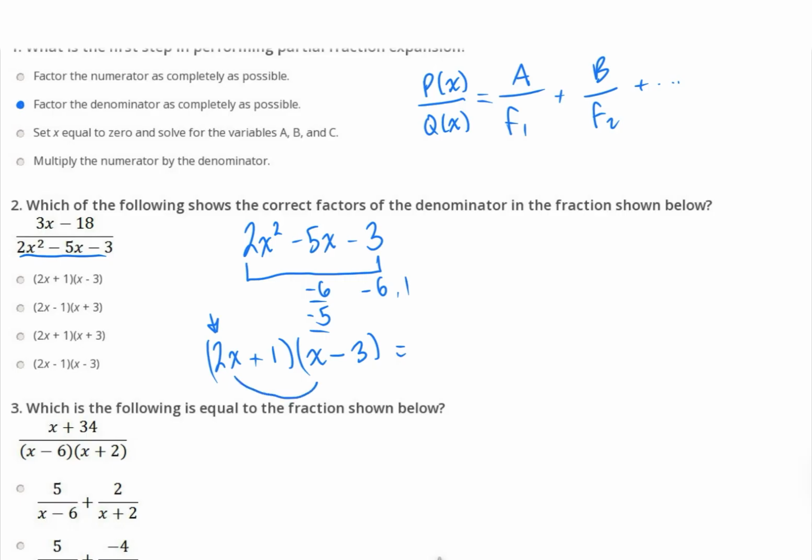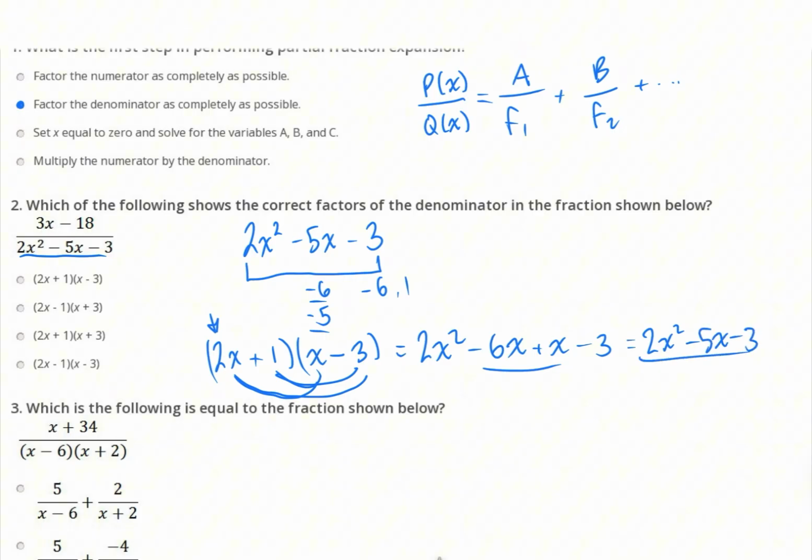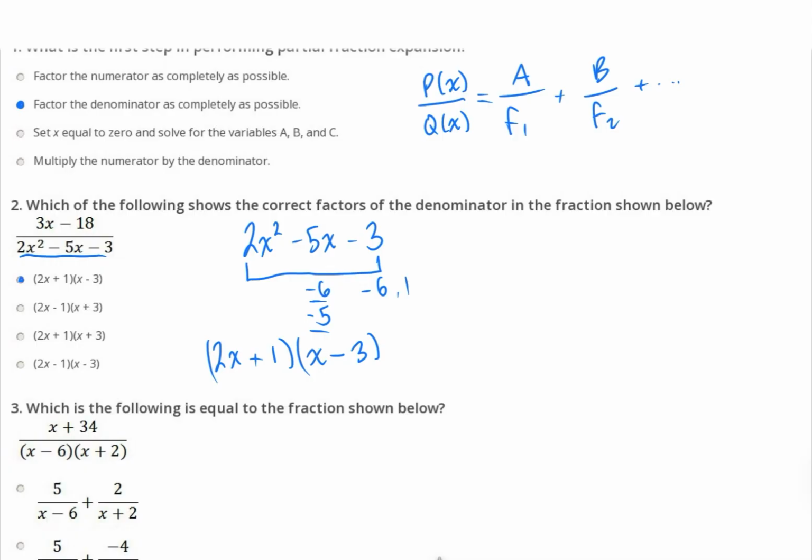So 2x times x is 2x squared, and 2x times negative 3 gives us negative 6x. 1 times x is x, and 1 times negative 3 is negative 3. We add like terms to get 2x squared minus 5x minus 3. So we know that we factored it correctly, and that is our answer, which is 1.